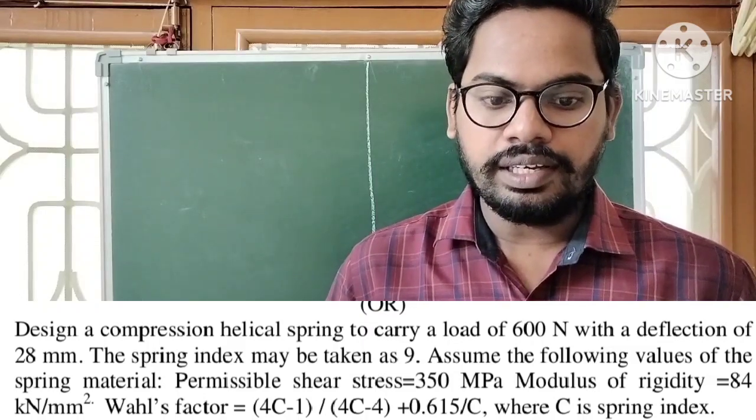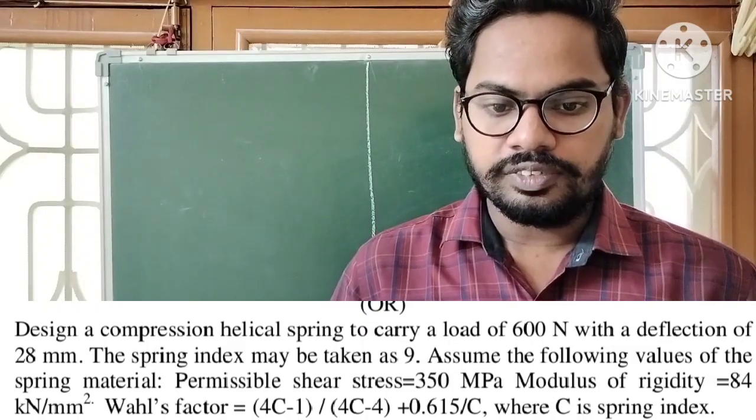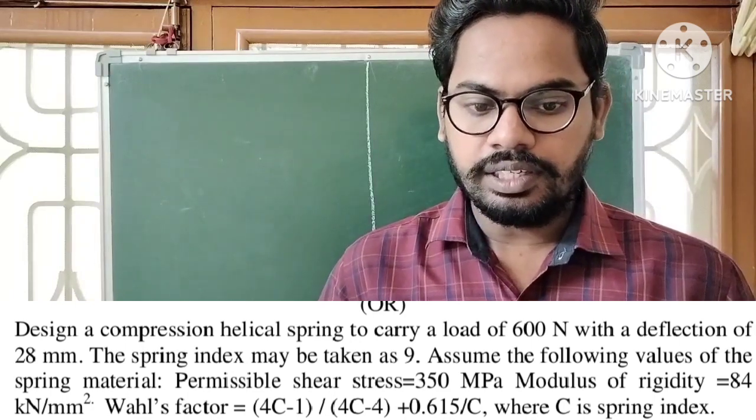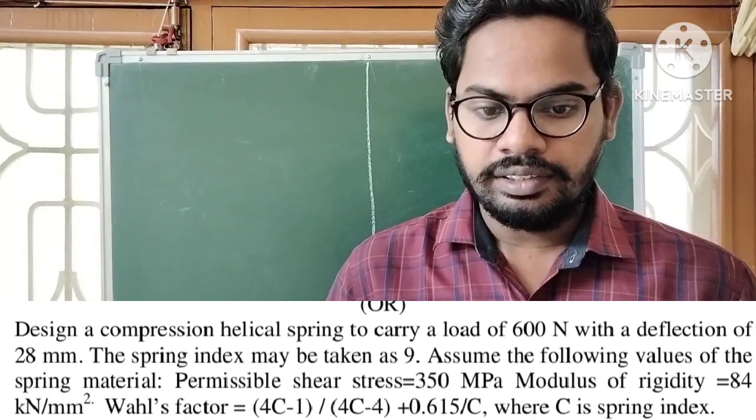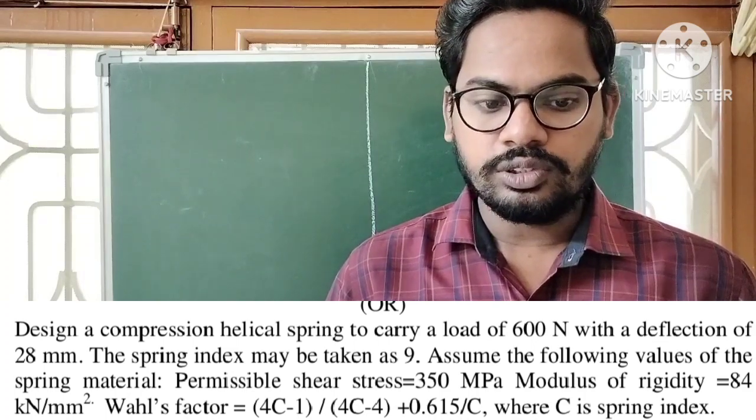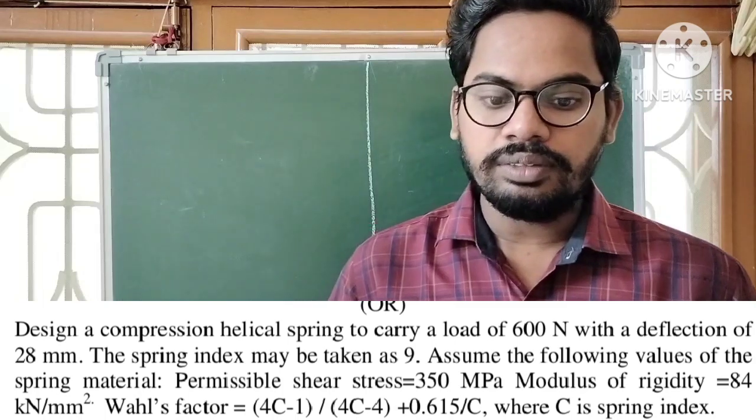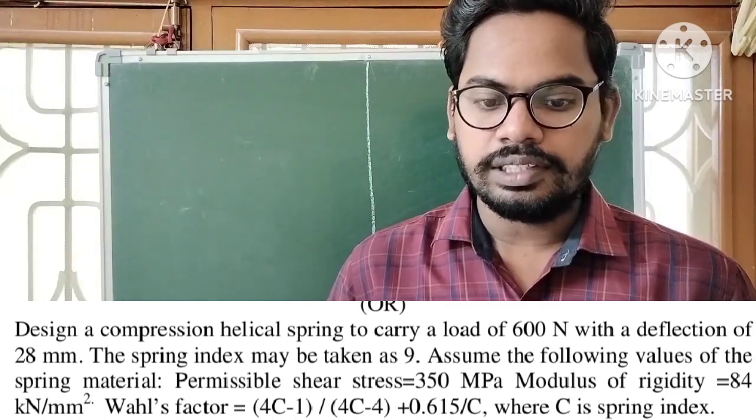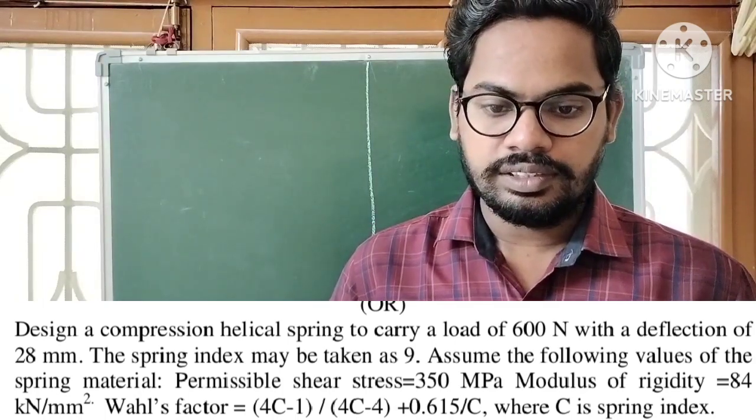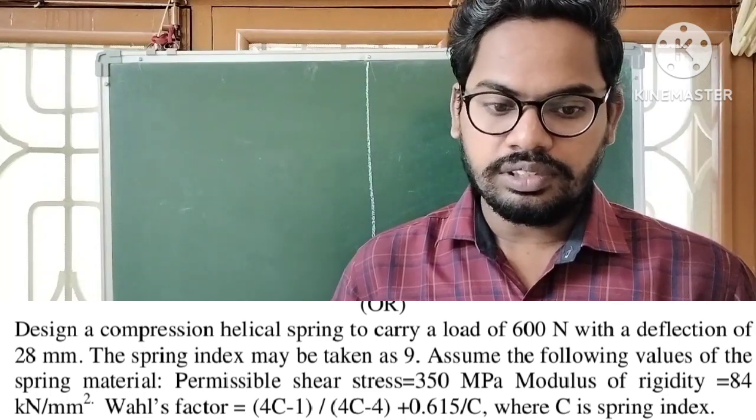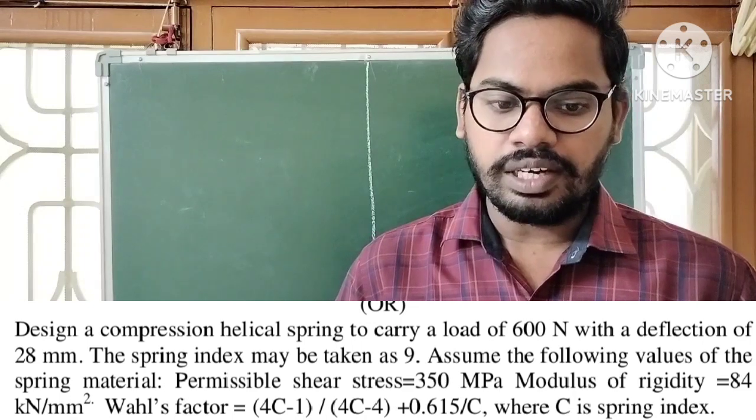Design a compression helical spring to carry a load of 600 newtons with a deflection of 28 mm. The spring index may be taken as 9. Assume the following values of spring material. Permissible shear stress is equal to 350 MPa. MPa means megapascal. And modulus of rigidity or shear modulus is equal to 84 kilonewton per mm square.